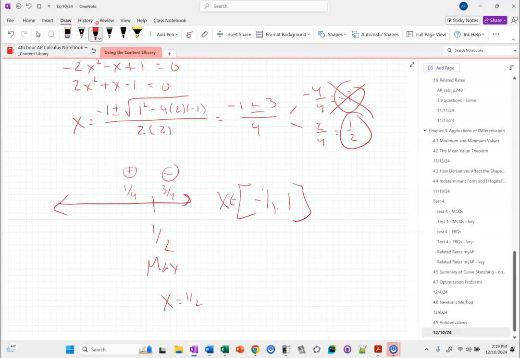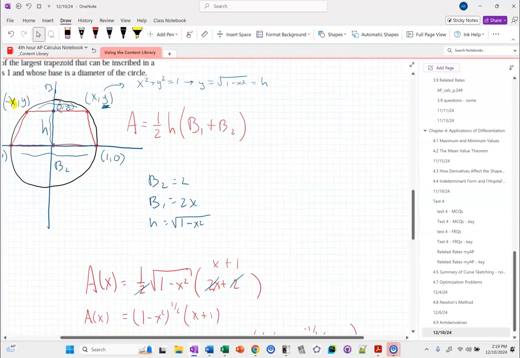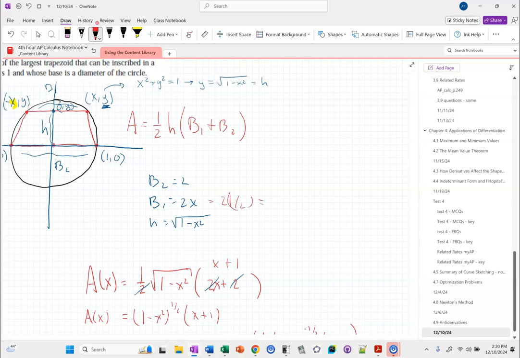So if x is 1/2, what are my dimensions then? I go back to here. So base 2 should be 1. And then the height should be, so those would be my dimensions. If I can get my work straight, my goodness, I have the right idea every time.